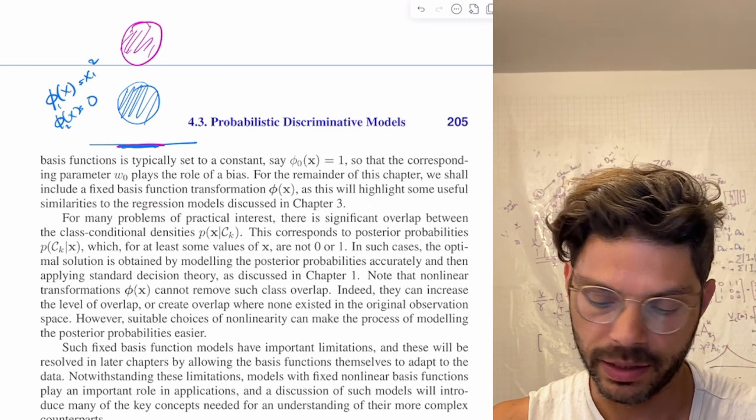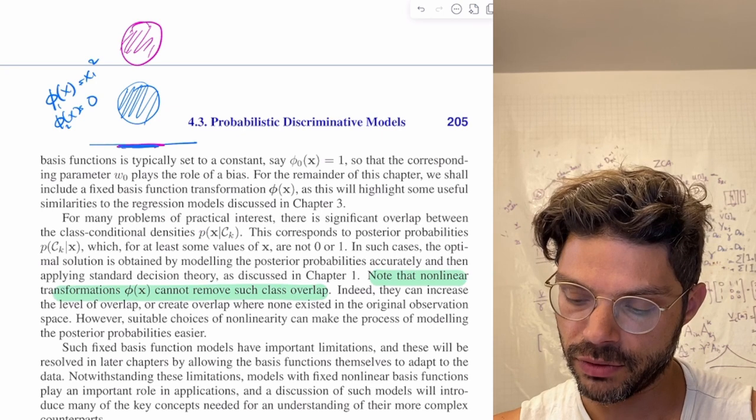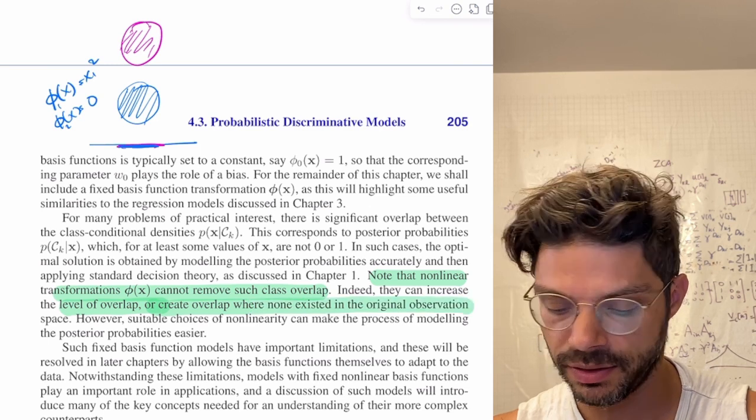So let's just make a highlight of that. Such transformations cannot remove class overlap, and they can increase the level of overlap or create overlap where none existed.